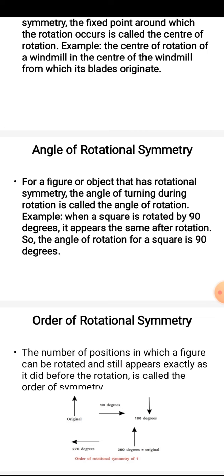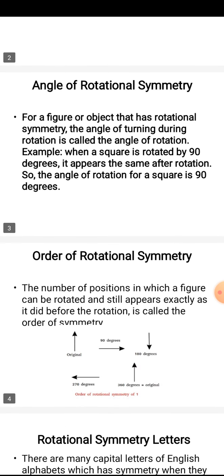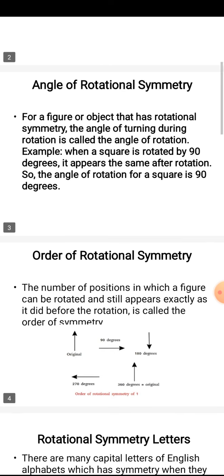The order of rotational symmetry is nothing but this: in one complete rotation, how many times does it look the same? The number of positions in which a figure can be rotated and still appears exactly as it did before the rotation is called the order of symmetry. Now, look at the example, you will come to know.